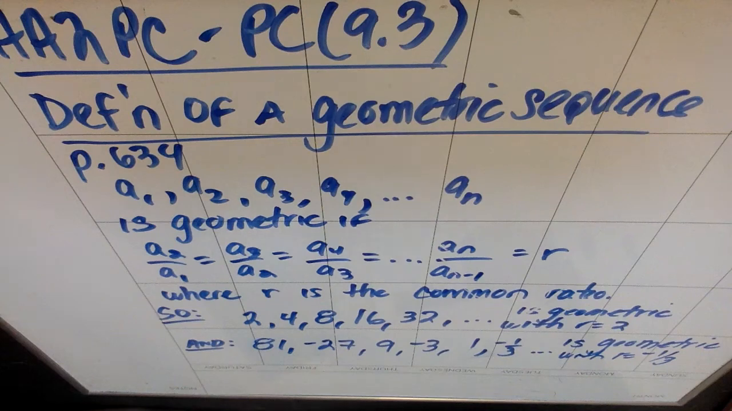All right, this is Honors Algebra 2 Pre-Calculus. We're doing section 9.3, which is geometric sequences and series. So I'm on page 634 of the textbook, and we're going to talk about the definition of a geometric sequence.